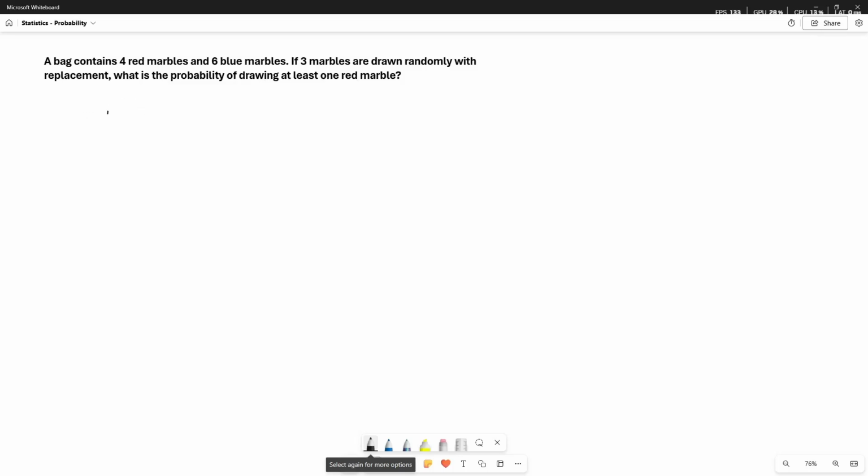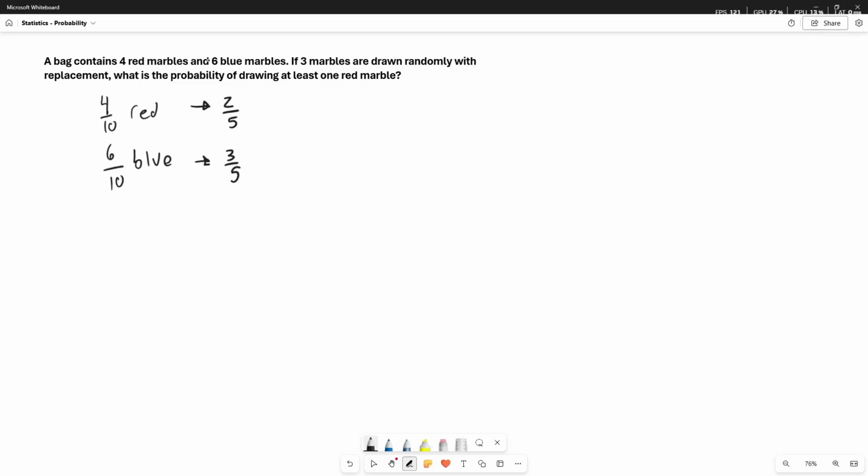So we have 4 out of 10 red marbles, and we have 6 out of 10 marbles that are blue. I'm just going to simplify this. This is also the same as 2/5, and this is also the same as 3/5.